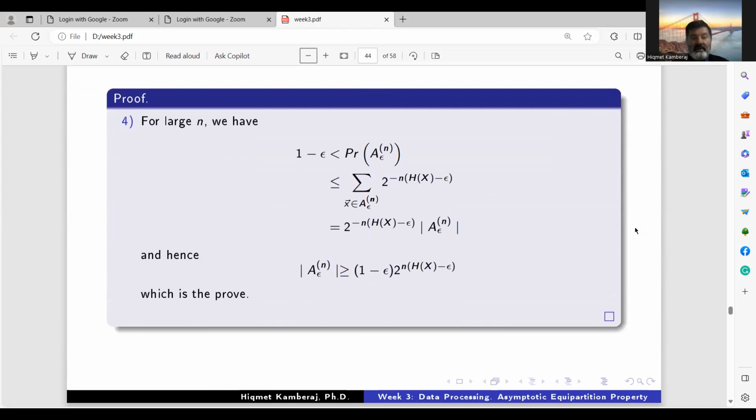Now the fourth part: for large n, we have 1 minus epsilon is less or equal to the probability of A epsilon n, which is less or equal to the sum of all x vectors from A epsilon n of 2 to the power minus n(H(x) minus epsilon), which is equal to 2 to the power minus n(H(x) minus epsilon) times the cardinality of A epsilon to the power n. And hence we get that the cardinality of A epsilon n is greater or equal to (1 minus epsilon) 2 to the power n(H(x) minus epsilon), which is also a proof of this.